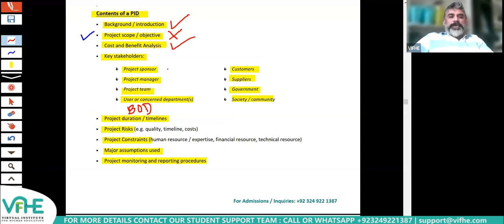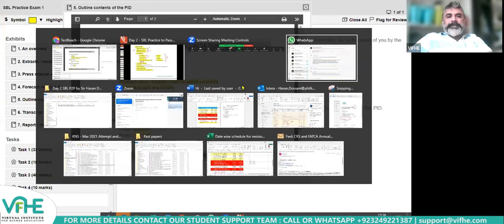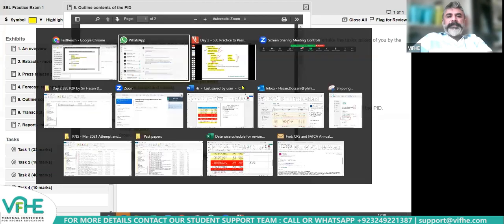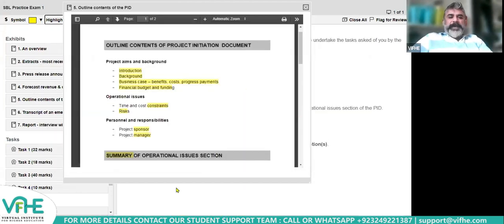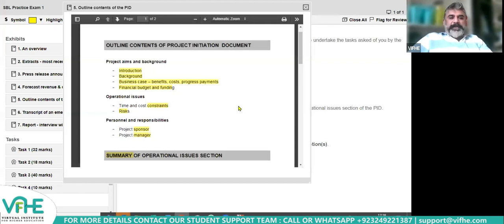Key stakeholders. So sponsor is there, manager is there, but he has not talked about the project team. He's not talked about the user department. So the key stakeholders section is basically incomplete. He just has two people mentioned. What about the other possible stakeholders, right? That's missing, right? Agreed? Yeah, external stakeholders are missing. So, okay. What else is there?